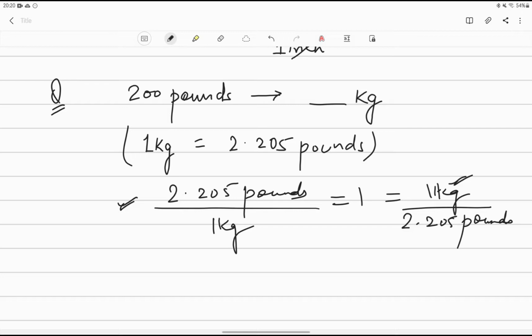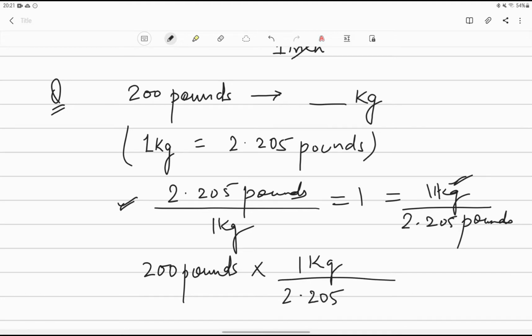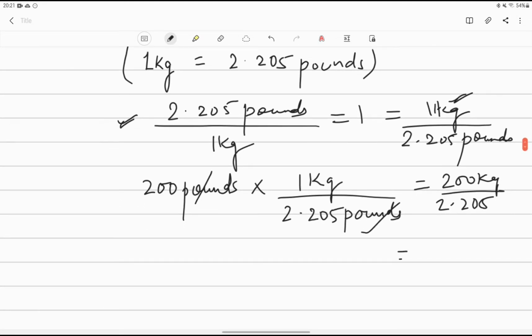I'll choose the factor where the pound is in division form, so that I can cancel pound and the answer we get is in kg, because in the numerator we have kg. So here 200 pounds into 1 kg divided by 2.205 pounds. Pound gets cancelled, and here we have 200 kg divided by 2.205. When you solve it, you will get the answer 90.7 kgs. So this is the final answer. Okay, I hope you are getting it.